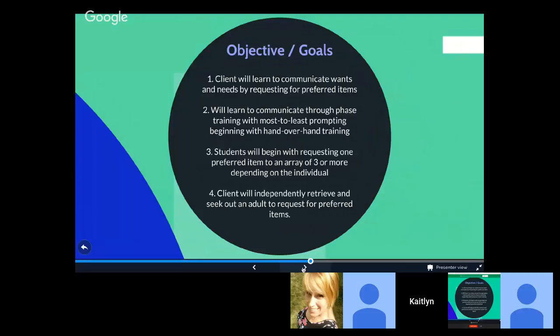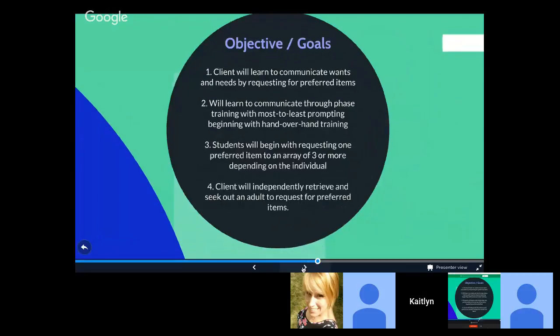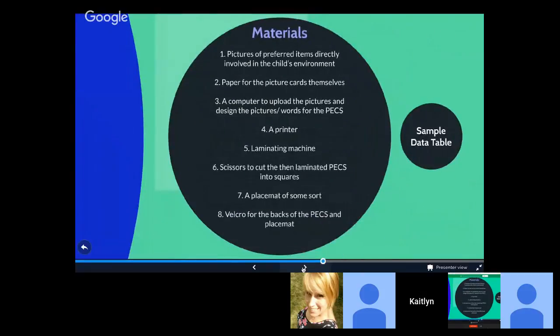The client will independently retrieve and seek out an adult to request preferred items as the long-term goal in the ending phase. So the client will independently do that and request their desired items.